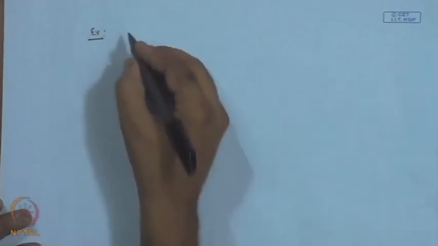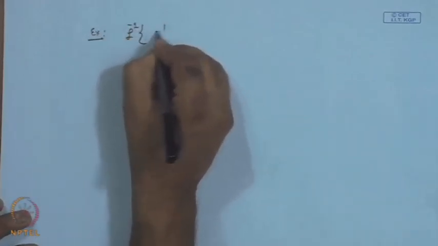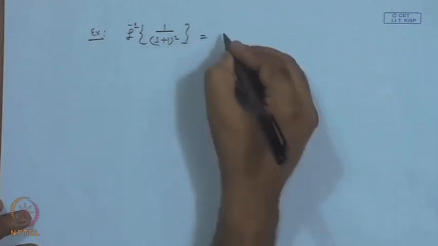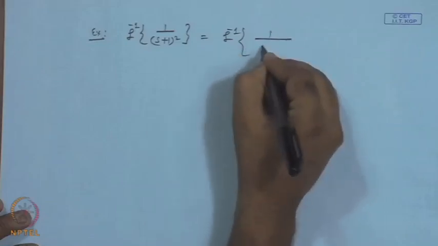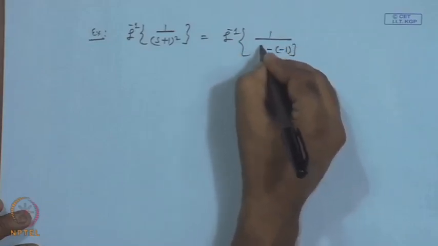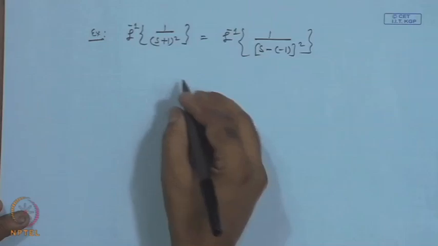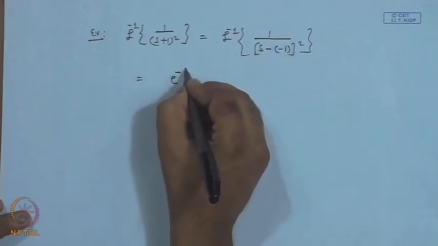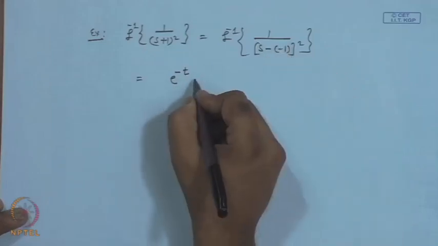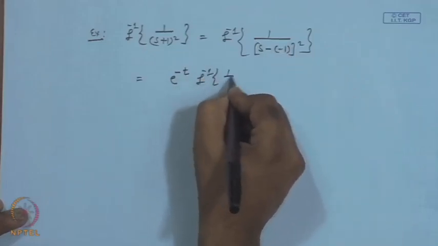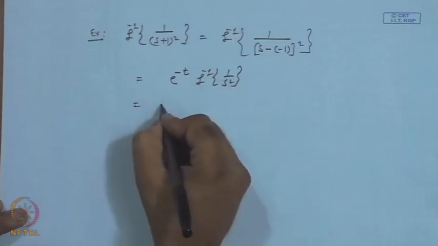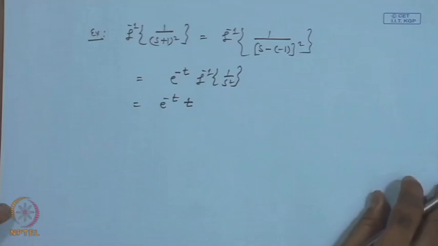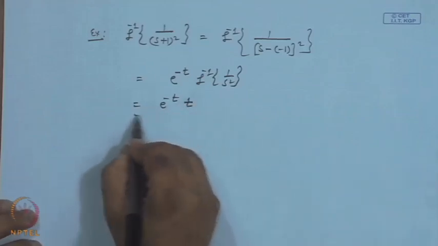So, let us just go for one example. The Laplace inverse of 1 over (s plus 1) whole square with this property. We can write it as 1 over (s minus (minus 1)) square, and this result says that we get e power minus t, so e power a t with a equal to minus 1, times the Laplace inverse of 1 over s square. The Laplace inverse of 1 over s square is t, because Laplace of t was 1 over s square. So, we have t e power minus t.